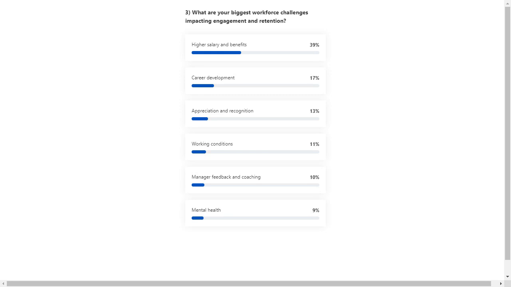All right, let's look at the results. 38% said higher salary and benefits. Not surprised, as that was also one of the key engagement considerations for leaving. Let's look at some of the other ones here. 18% career development. Not surprised. This is spot on.